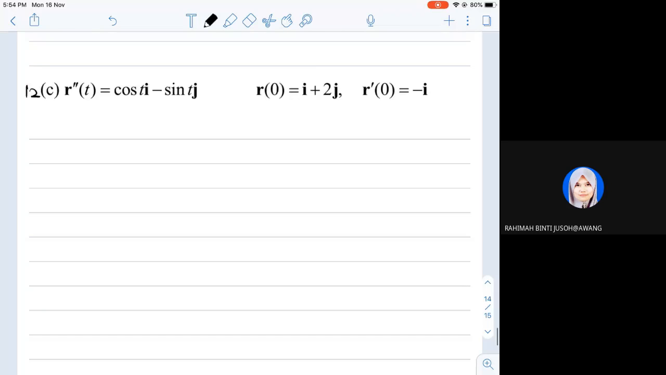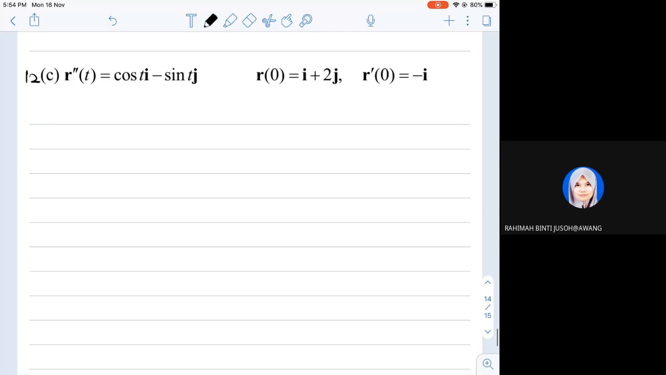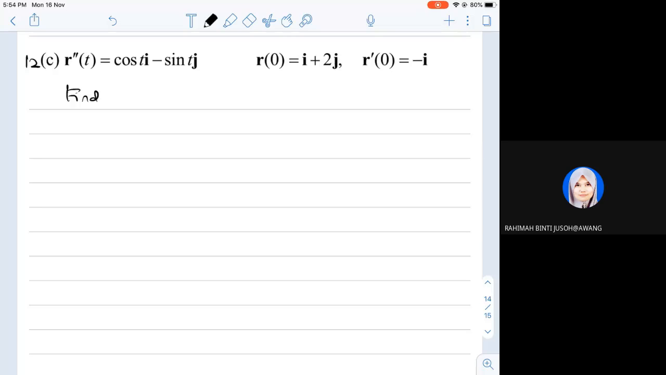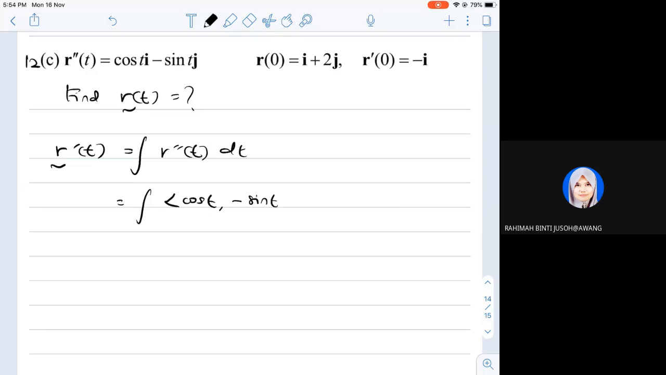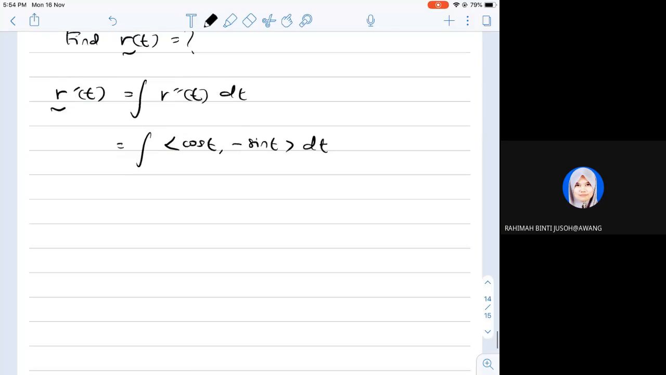Okay guys, this question asks you to find r(t). First of all, we have r double prime. You need to find r prime from r double prime. So r prime of t is the integral of r double prime of t dt. I will write it in sharp brackets: cos t and negative sin t.